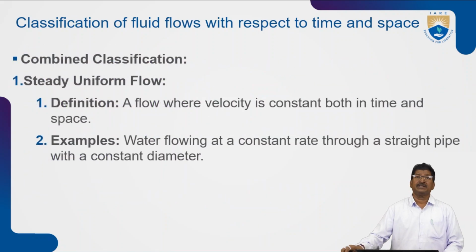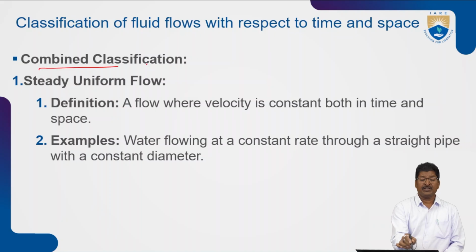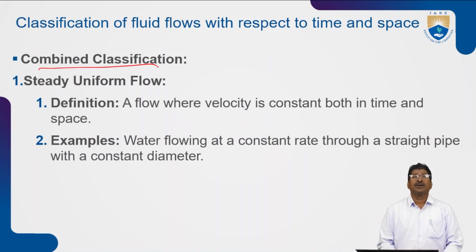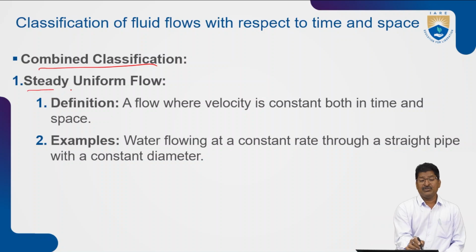Then you can see the combined classification. Till now we discussed them separately: with respect to time, that is steady flow and unsteady flow; with respect to space, that is uniform flow and non-uniform flow. Now it is the combined classification. So what is that? You can see now: steady uniform flow.